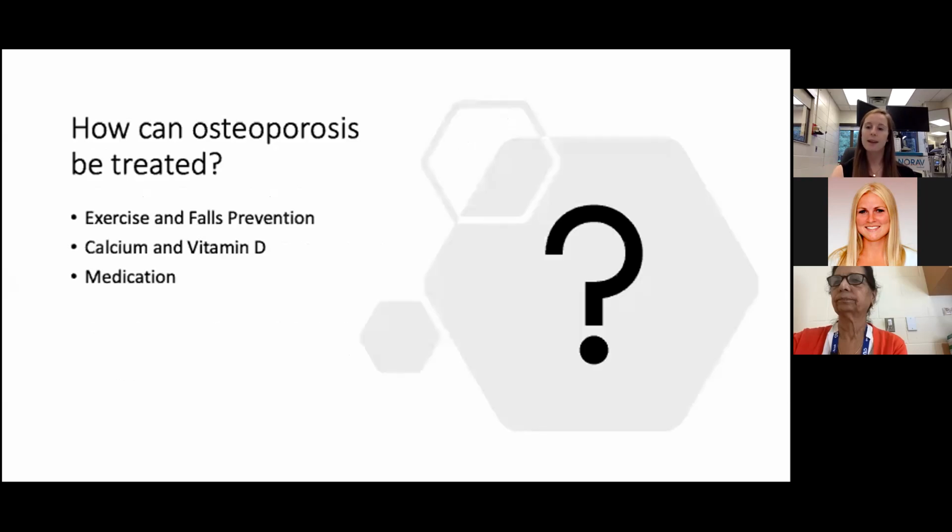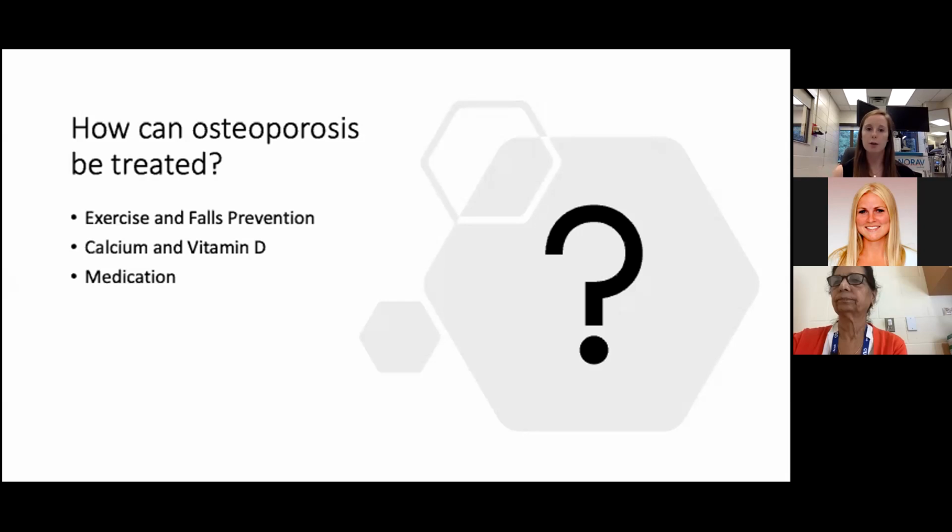Okay, now let's talk about some treatment options. So how can osteoporosis be treated? In addition to treatment, even if you don't have osteoporosis, some of these ideas can be extremely helpful in preventing osteoporosis. And that's a lot of this, because as we've said, osteoporosis sometimes just sneaks up on us, and we find out about it because of a fracture. So it's important to help prevent osteoporosis from developing.